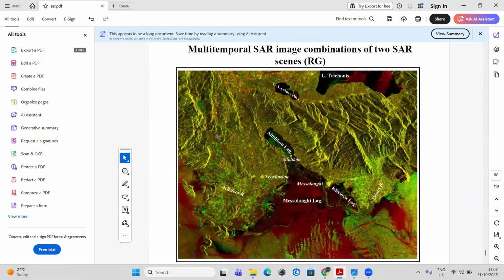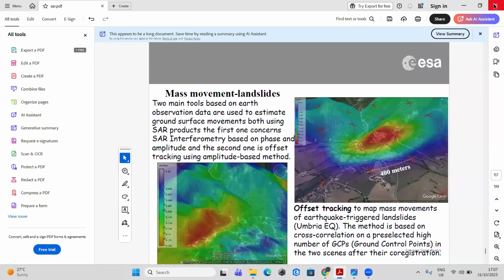The rest of it is quite advanced. Now we will move to the LiDAR.